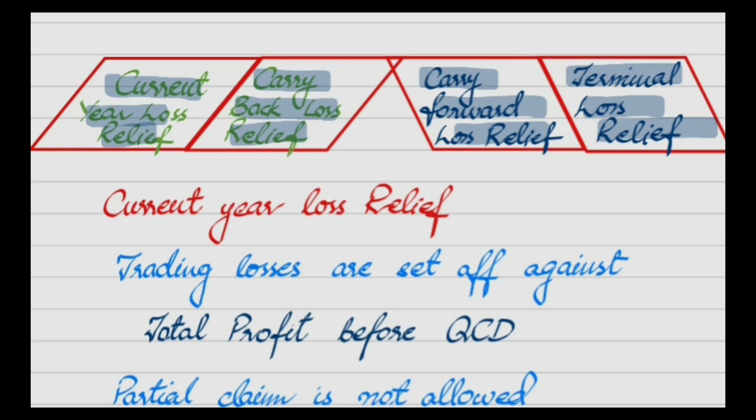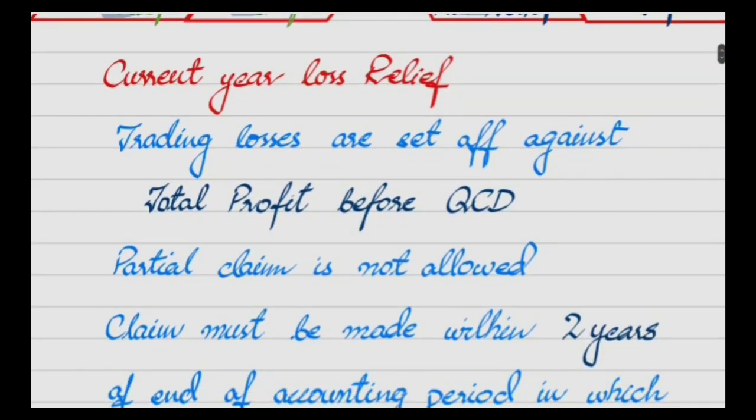So first, let's talk about current year loss relief. Current year loss relief is where trading losses are set off against total profit before QCD. QCD stands for qualifying charitable donation.